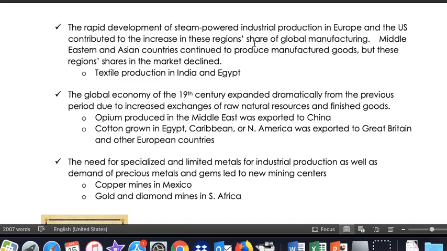The global economy of the 19th century expanded dramatically from the previous period due to increased exchanges of raw materials and finished goods. Opium was produced in the Middle East and was exported to China. Cotton was grown in Egypt, the Caribbean, and North America, and exported to Great Britain and other countries. And the need for specialized and limited metals for industrial production, as well as demand of precious metals and gems, led to new mining centers. So we have copper mines in Mexico, for example, and gold and diamond mines in South Africa.